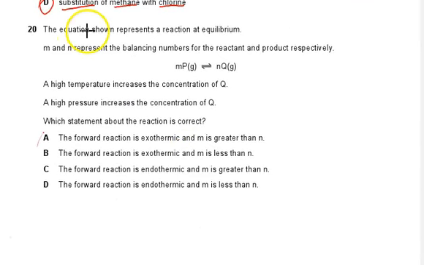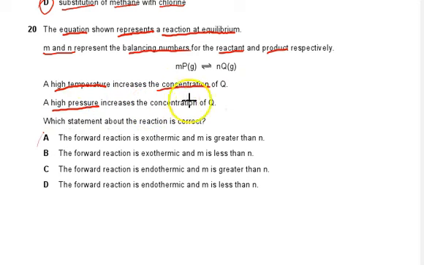Okay, the equation shows a reaction at equilibrium. M and N represent the balance numbers for the reactant and the product respectively. High temperature increases the concentration of Q. High pressure increases the concentration of Q. Which statement about the reaction is correct?